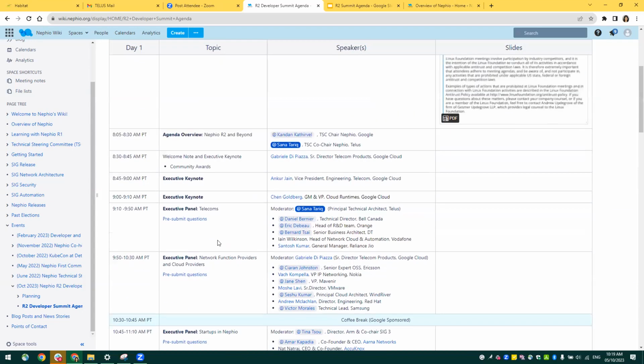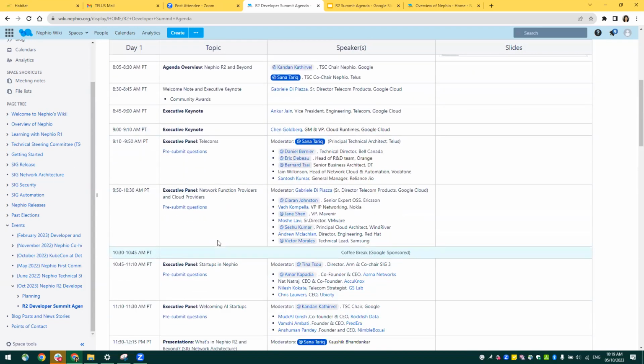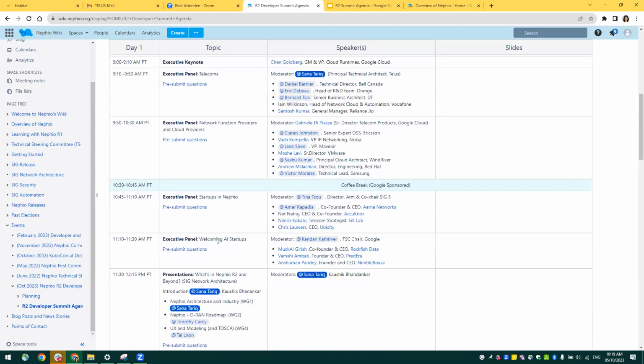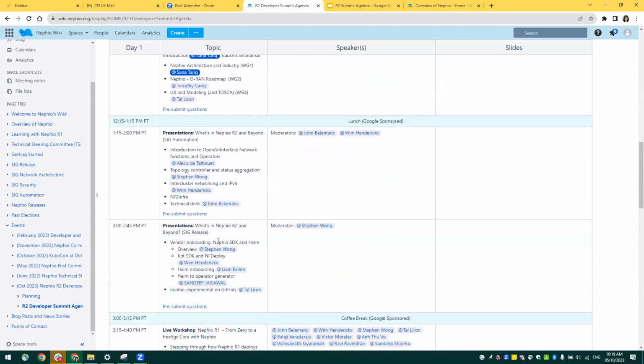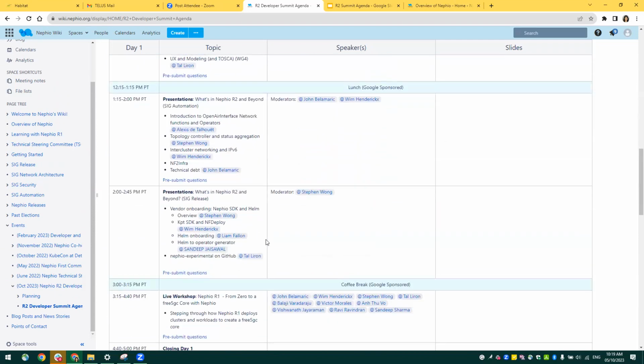And who is the lead for the working group? I think Liam. Go to Steven's. Yeah, Liam is one of the talks. I think I'm presenting, but it's more the SDK for R2. So this is this one. Yeah, and then Sandeep is listed. So this subject relates more to SIG automation, and that's why it's captured here.